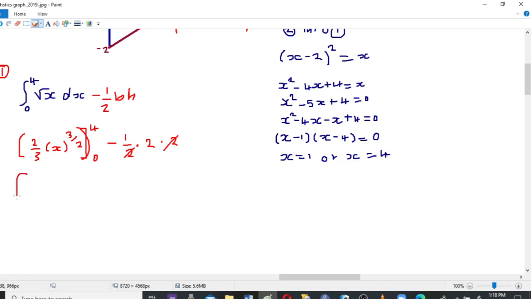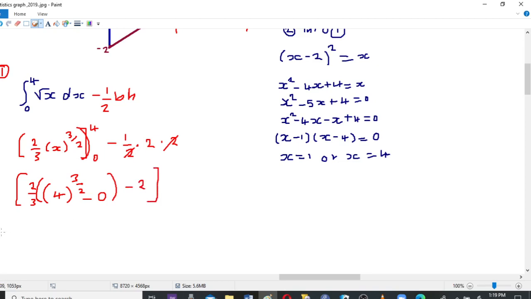And then this side, if we substitute, we are going to have x to the power 3 over 2. Substituting x with 4, we get 4 to the power 3 over 2, minus 0. Hope you're able to see why: when we substitute x with 0, we get 0. Now minus 2, we are remaining with 2 this side.